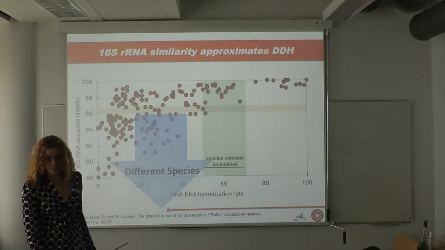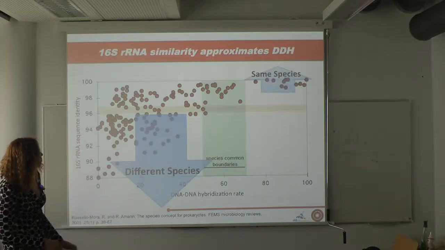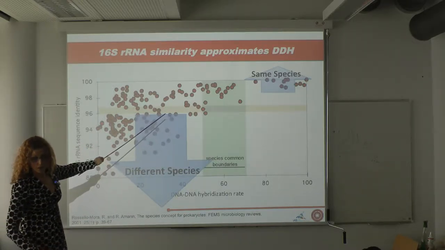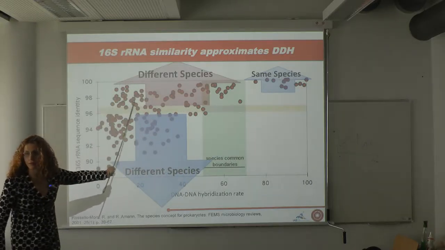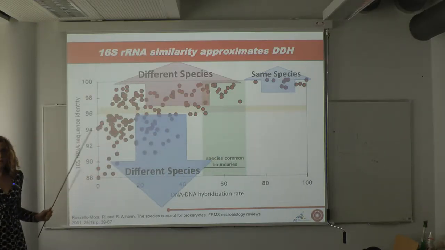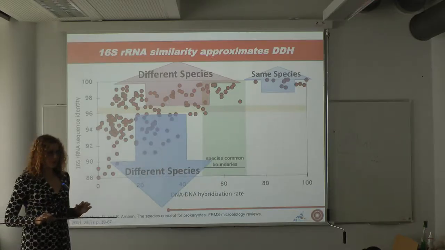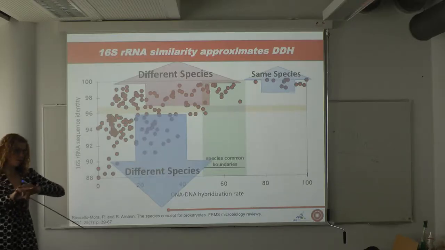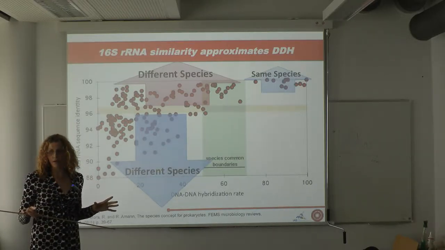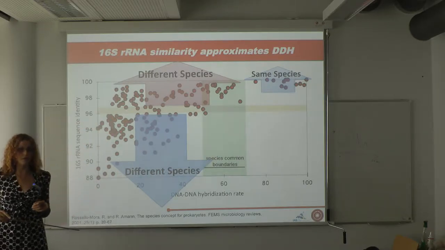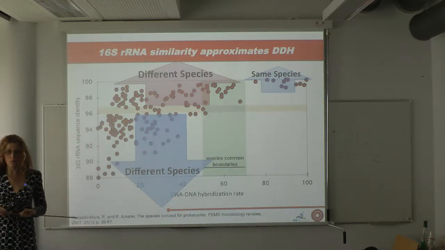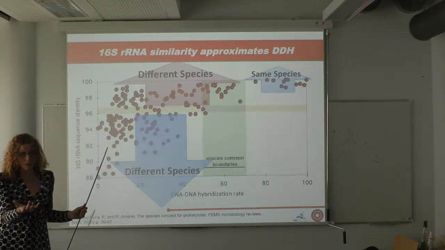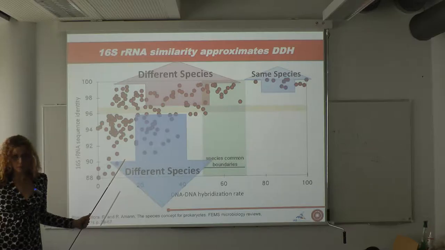okay? And then the other problem is that when you look at above 97%, what you see is the same species as well as different species. So what that means is that you can use this 97% as a lower bound, but not as a higher bound of estimating diversity. Okay, so there could be a lot more species in whatever you're looking at than what you're estimating. Is that clear?